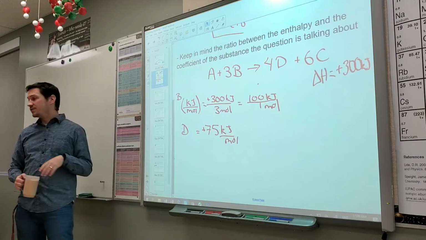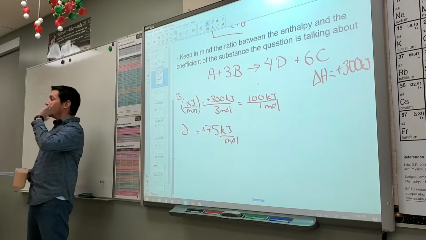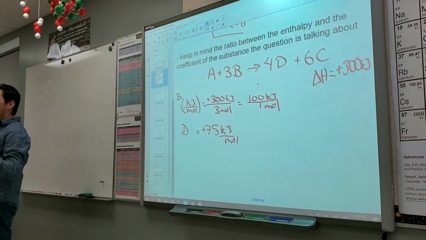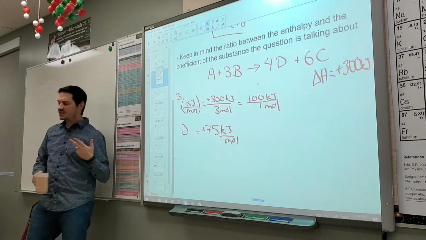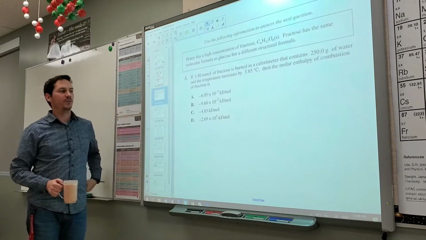So let's take a look at the first example, and all I want you to do is try and think about, are we going to use unit analysis, Hess's law, or are we going to use heats of formation, or enthalpies of formation?